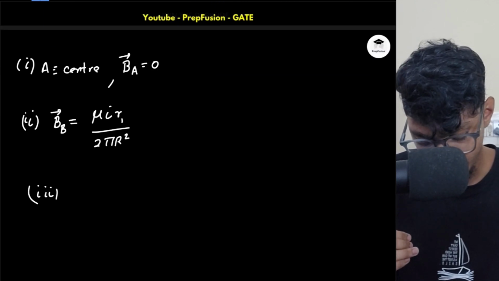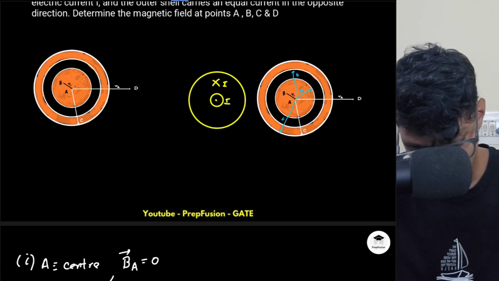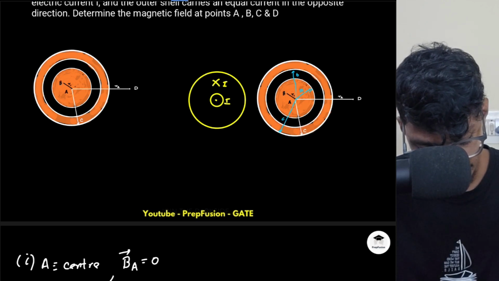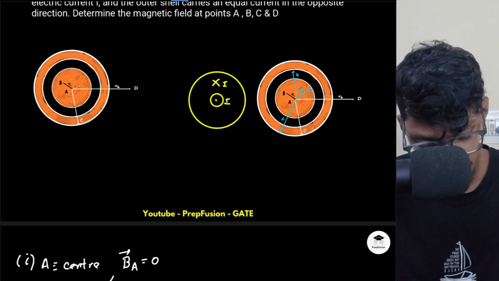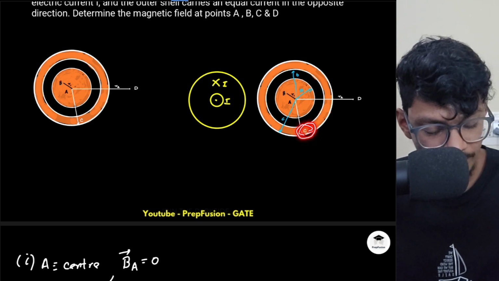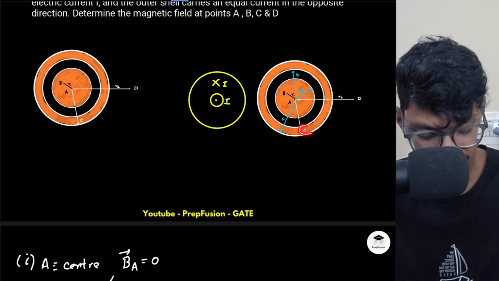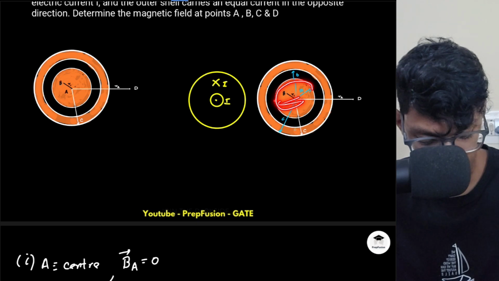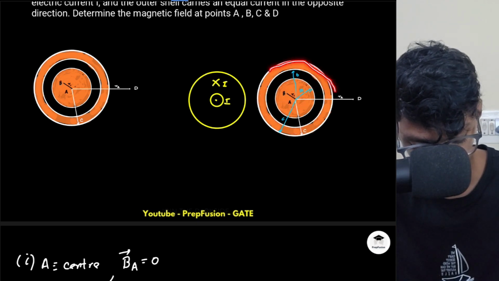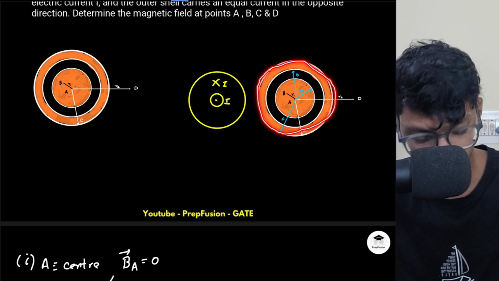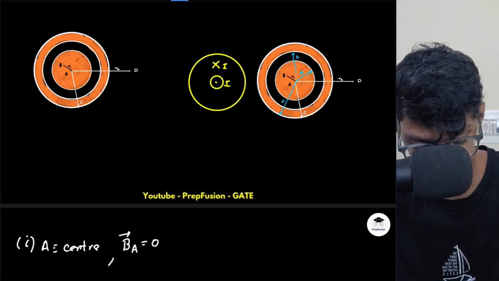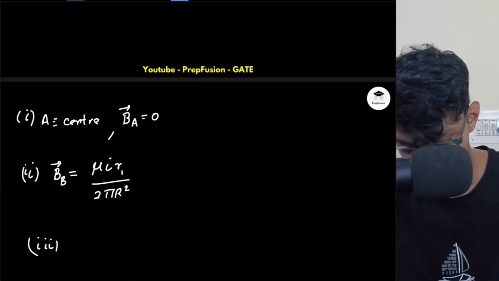Now what about the third point? The third point is here, just at the edge, just at the surface of this particular configuration, the coaxial cable. Can you tell me what the magnetic field at this point will be? The magnetic field at this point will be due to this and due to this also, because if I take an Amperian loop of radius small c, all of the current will flow, right? Here I forgot to mention that the capital R is this radius, small a, so it will simply be a squared.